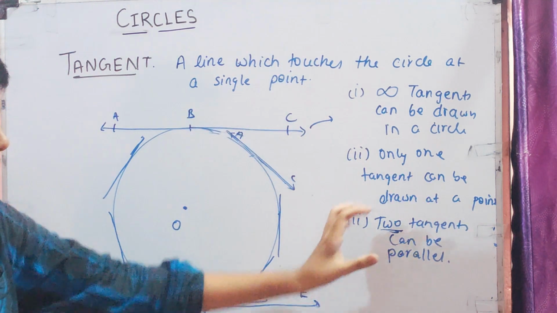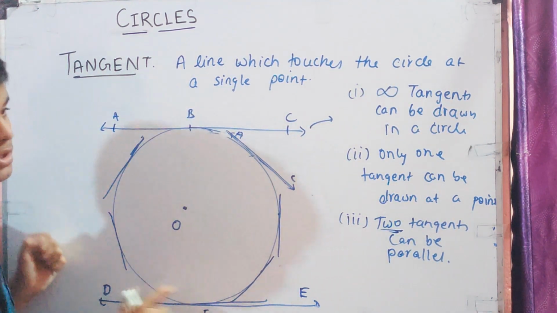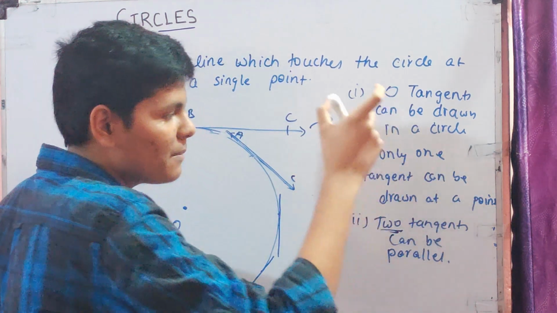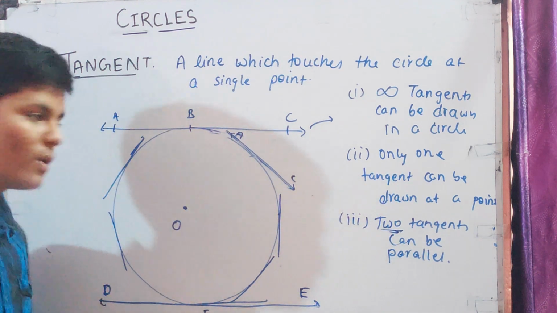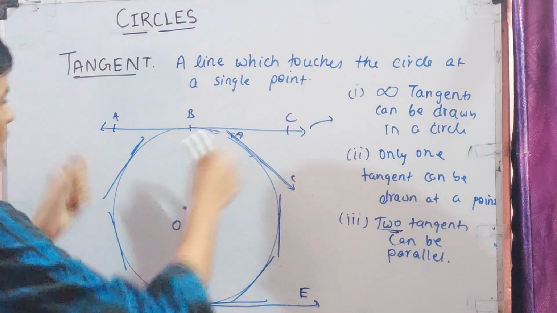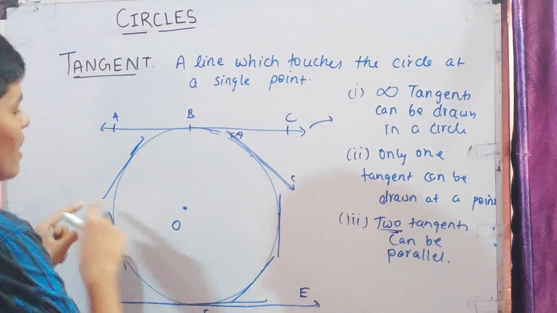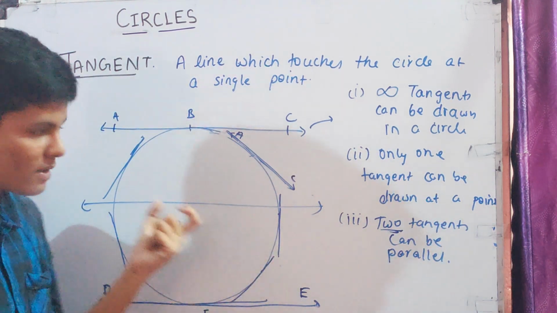So the main point is, an infinite number of tangents can be drawn on a circle. Only one tangent can be drawn at a particular point. If you take this point, only one tangent is drawn, not more than one. And only two tangents can be parallel. One tangent over here, one tangent over here. You can't draw any tangent in between. If you try to draw like this, this becomes a secant, not a tangent.